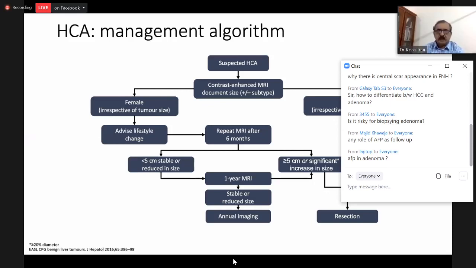Another question you probably need to take up right now is how to differentiate between hemangioma and intrahepatic cholangiocarcinoma. Do you have a case of that later? I'll come to that. Okay, so that we'll do later. Then probably we can go to the next case.